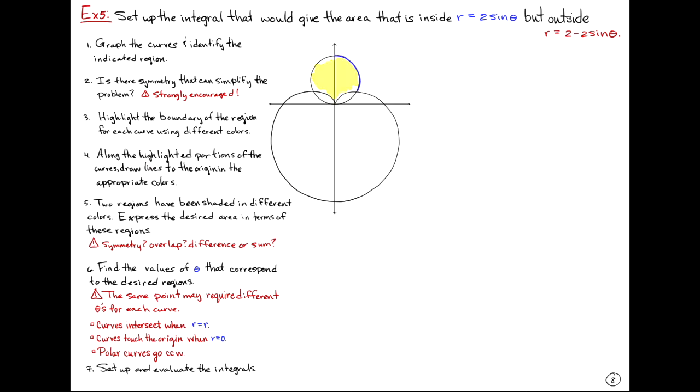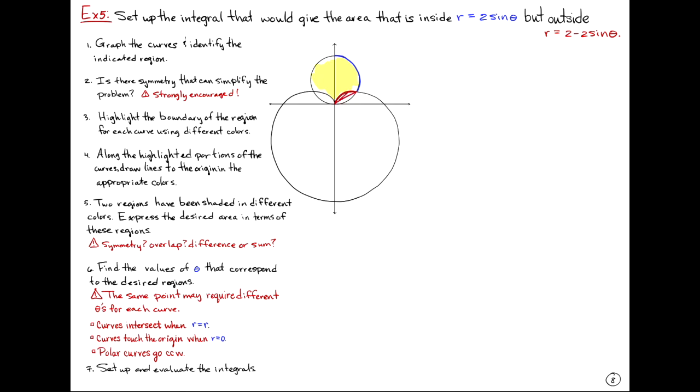We want this part of the curve in blue for the circle, and the part of the curve for the cardioid, 2 minus 2 sine theta, that touches the highlighted region, looks like this. For our next step, we want to draw lines from the highlighted portion of the curve to the origin. So starting in red with my cardioid, our lines look like this.